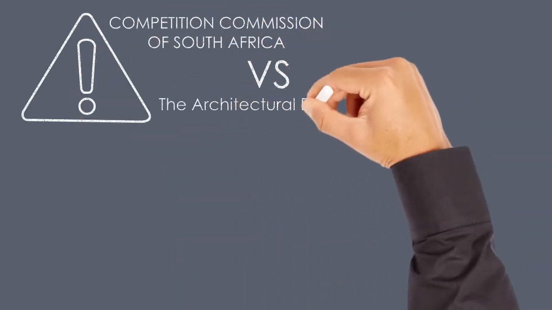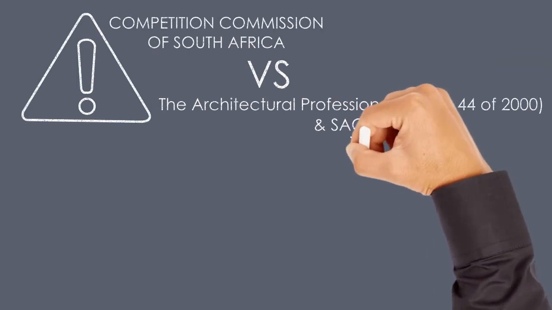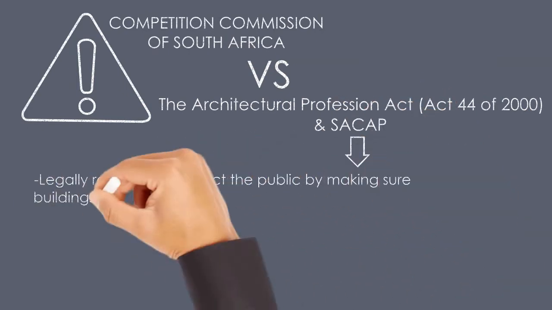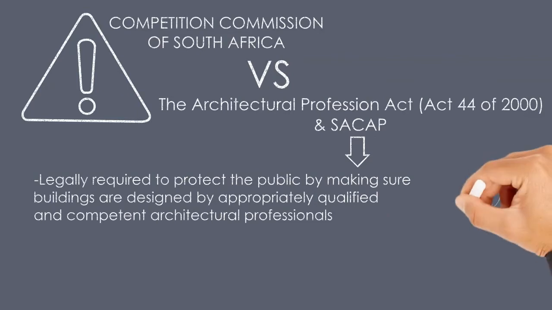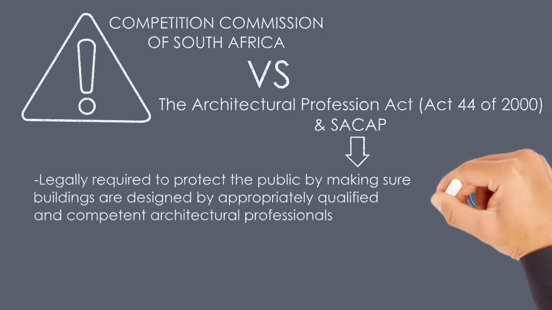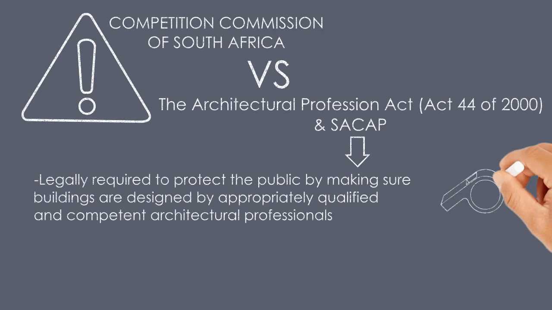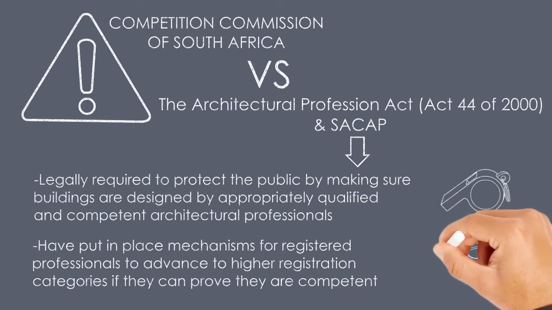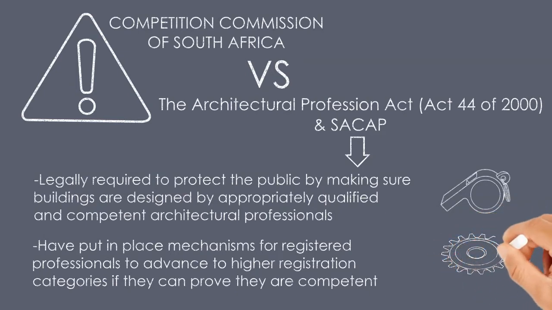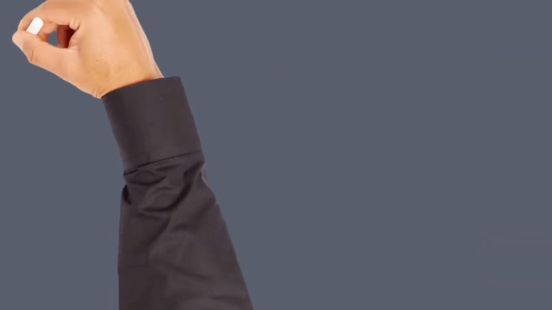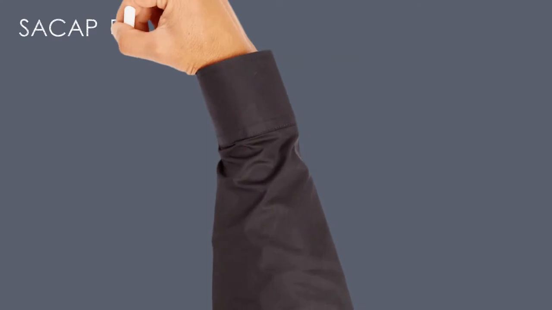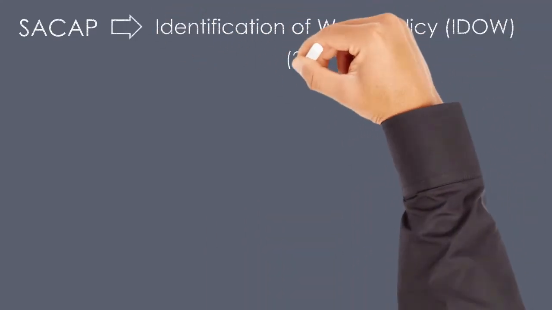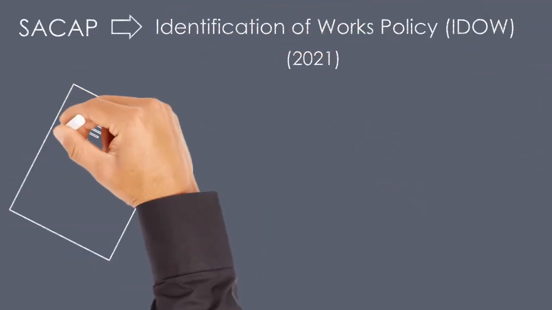Despite the Competition Commission ruling, the Architectural Profession Act of 2000 remains in place, and as such, it is still SACAP's legal duty to protect the public by making sure buildings are designed by appropriately qualified and competent architectural professionals. SACAP has also argued that they have put in place mechanisms for registered professionals to advance to higher registration categories if they can prove that they are competent. SACAP is thus working on a brand new identification of works policy, which is likely to be published in 2021.